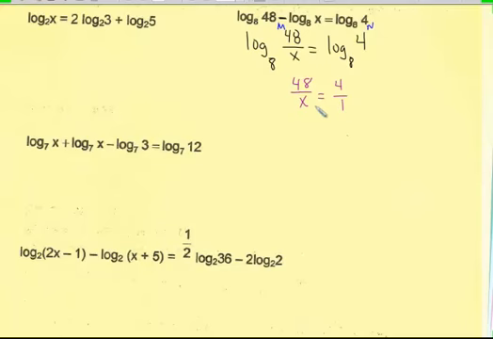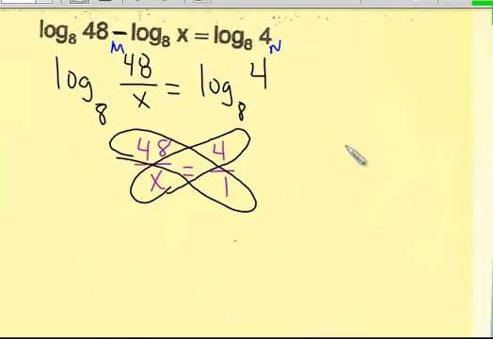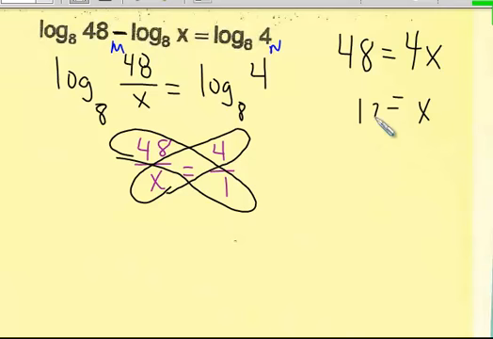Now we have an 8th grade proportion problem. We can multiply using the butterfly. 48 times 1 is 48 equals 4 times x. And then divide by 4, x is equal to 12.